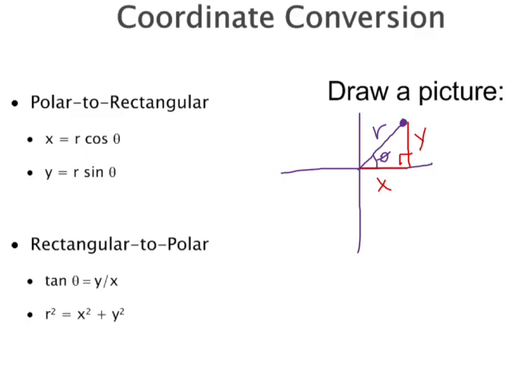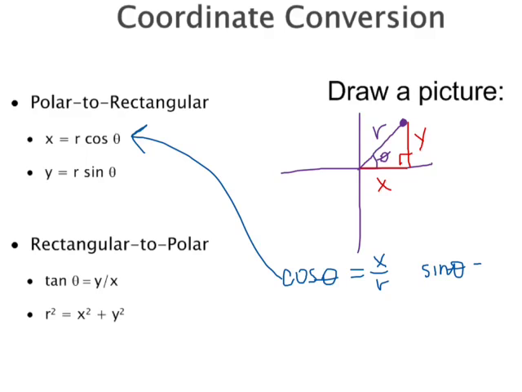If I look at x, x is the adjacent side. So we say that the cosine of theta is adjacent over hypotenuse. And so that is how we get x equals r cosine theta. We also can look at y, that is the opposite of theta.